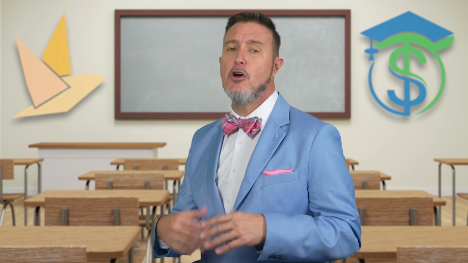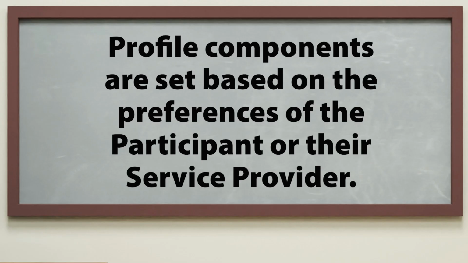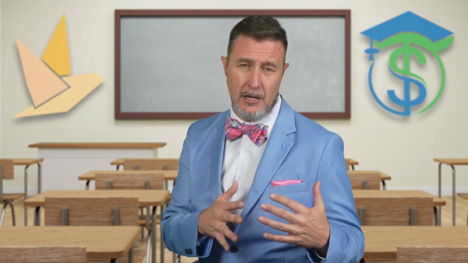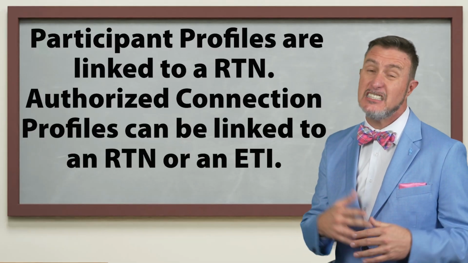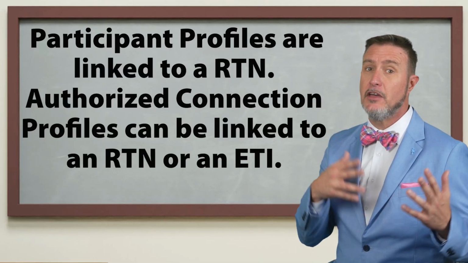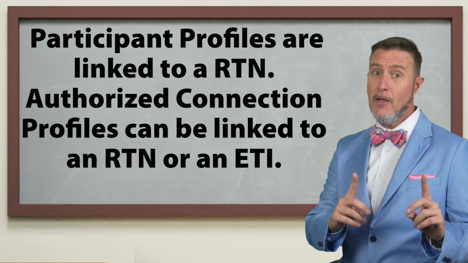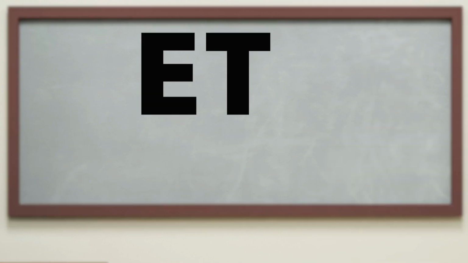Now, there are some profile components to be aware of. Profiles have several components that are set based on the preferences of the participant or possibly based on what the service provider wants to have set up. It depends on the situation. See, the participant profile, it's linked to a routing number. Well, the authorized connection profile can be linked to either a routing number or another identifier called an ETI.